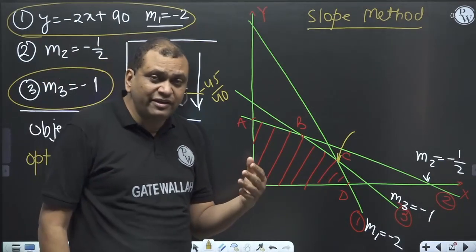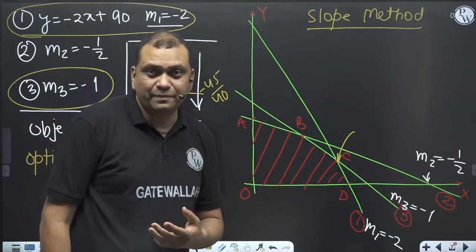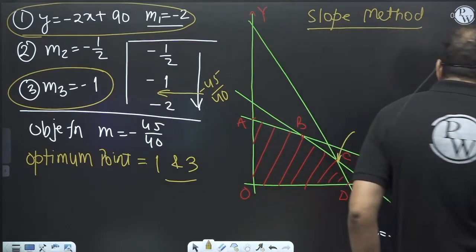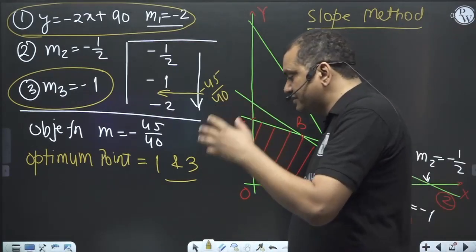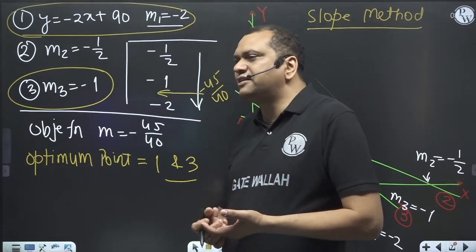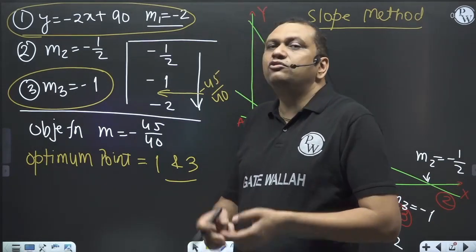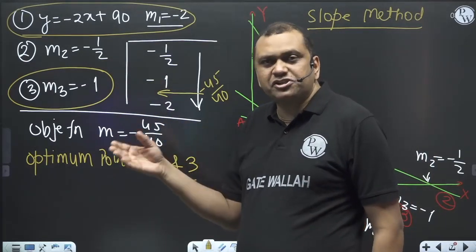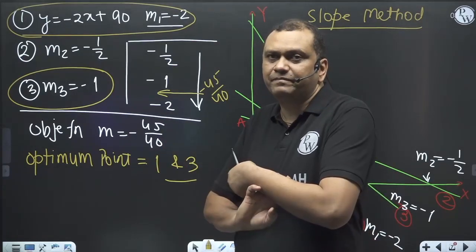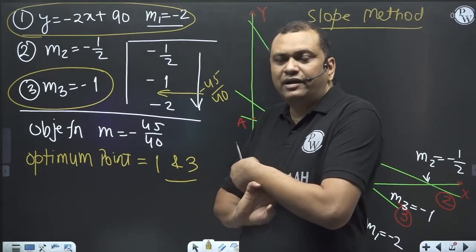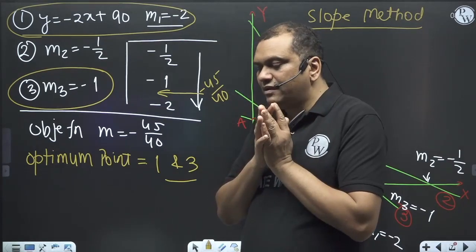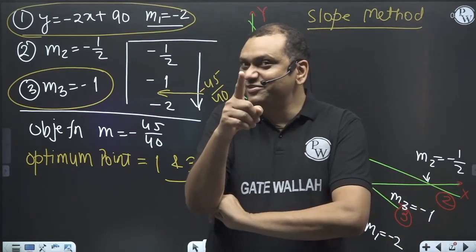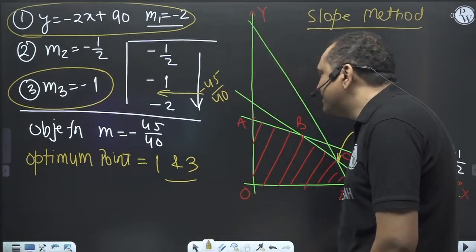Now, what is the science behind this? Whatever we have done, what is the science behind it? The first method was to calculate each and every corner point and calculate the objective function value at each corner point. We have done this problem. The second method is the slope method. Please hear this very carefully.